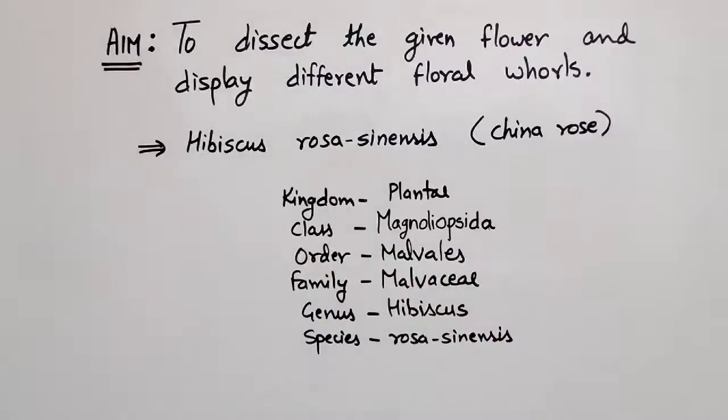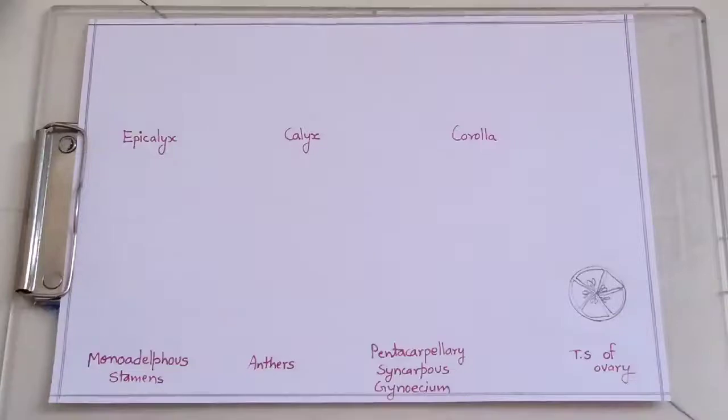Now, a little bit of information about the classification. This hibiscus belongs to kingdom Plantae, class Magnoliopsida, order Malvales, family Malvaceae, genus Hibiscus, species rosa-sinensis. Now I will show how to dissect the flower and display different floral whorls on A4 size paper.